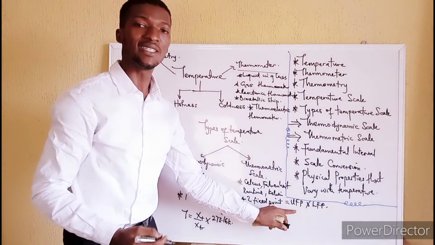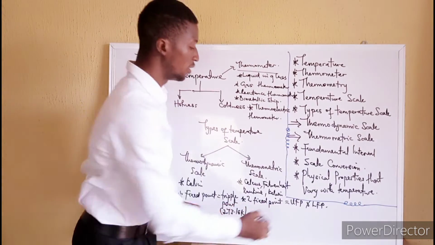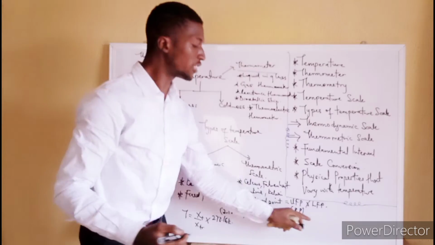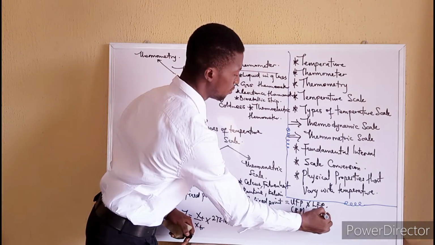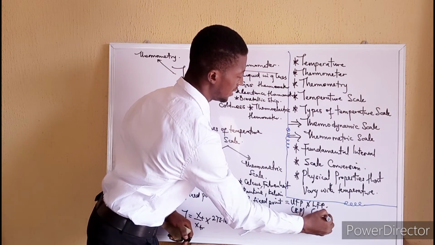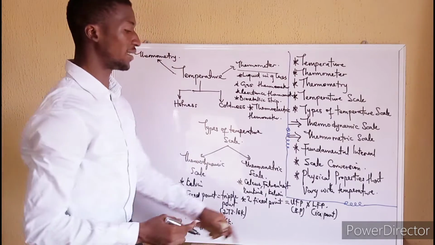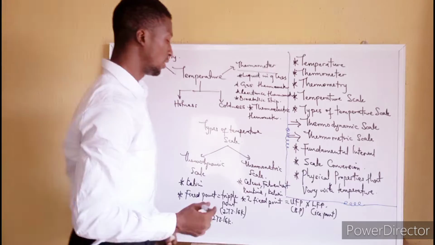The upper fixed point is the boiling point of water, while the lower fixed point is the ice point, that is where water becomes ice. That is what we refer to as the lower fixed point.